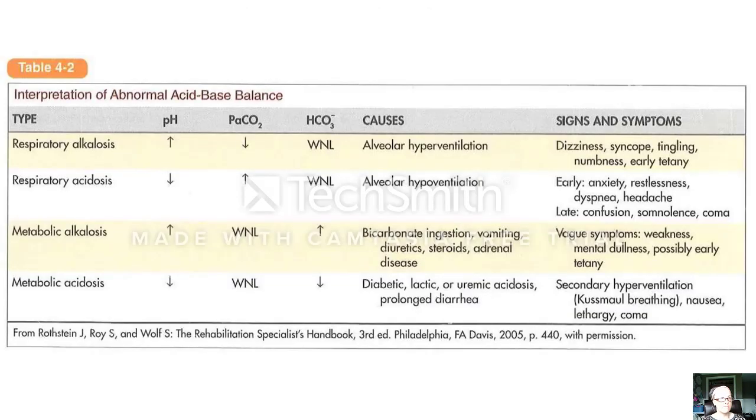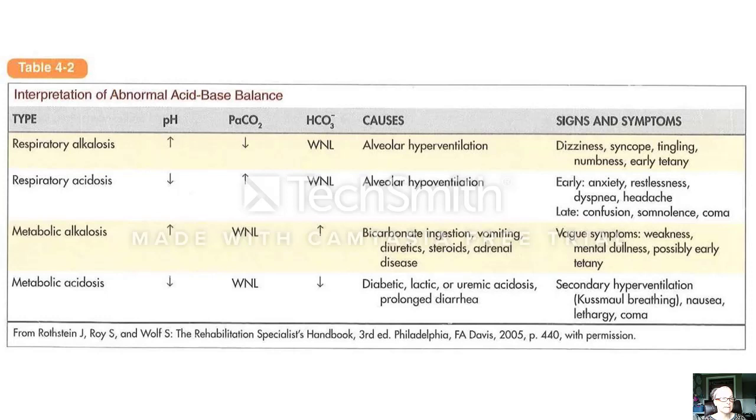Table 4.2, interpretation of abnormal acid-base balance. Respiratory alkalosis, increased pH. Respiratory acidosis, decreased pH. Metabolic alkalosis, increased pH. Metabolic acidosis, decreased pH. So whether it's respiratory or metabolic, alkalosis is increased pH. Acidosis is decreased pH.